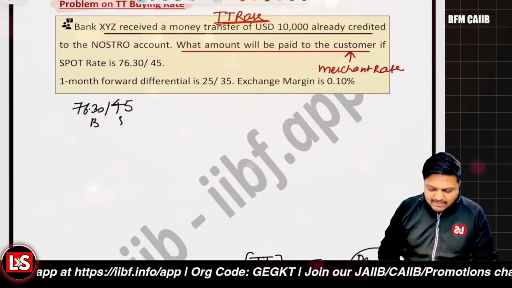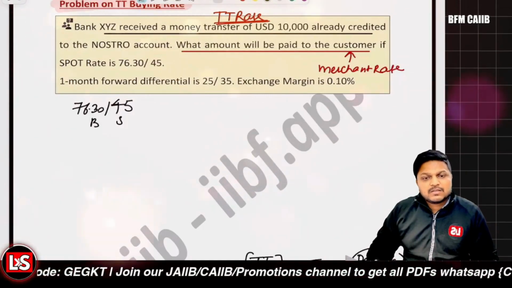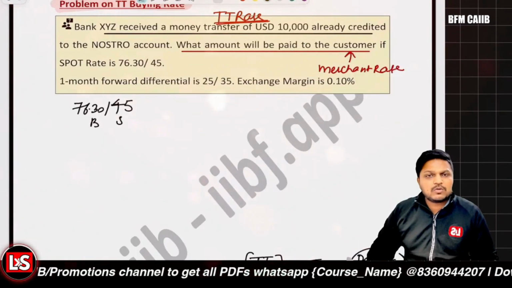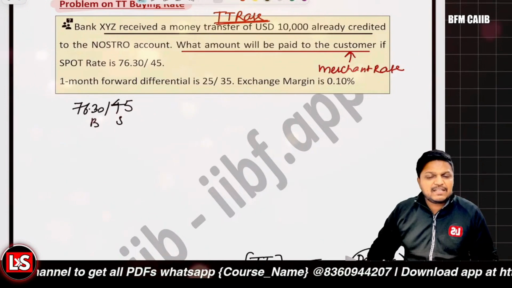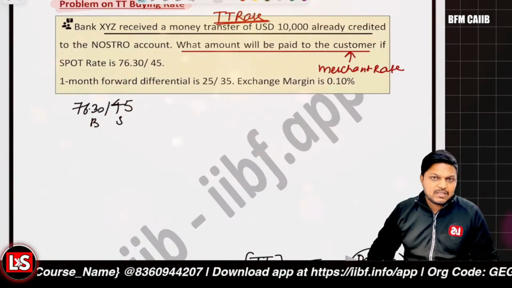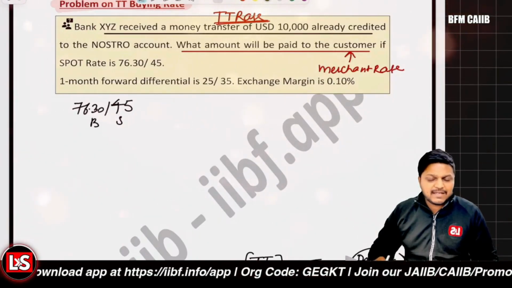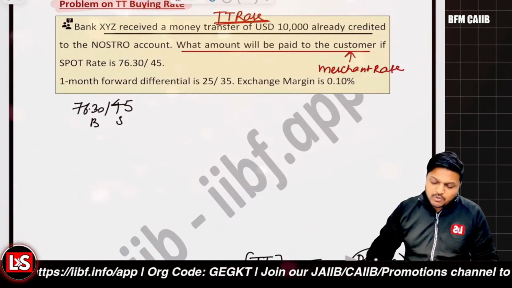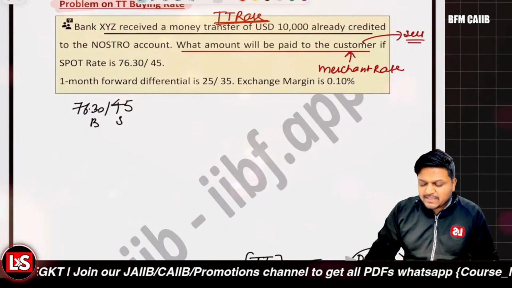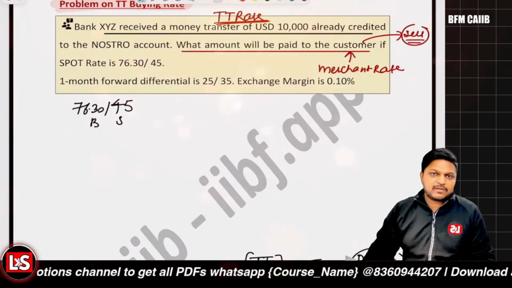This is a buying rate. This is a selling rate given to you. And the customer received 10,000 USD actually. The amount was credited to the Nostro bank account of the bank. But the amount is basically related to whom? The amount belongs to the customer, not to the bank. So the customer now wants to sell 10,000 USD so as to convert it into INR. Getting it? So the customer wants to sell, and the customer will be able to sell at a price at which the bank is ready to buy.